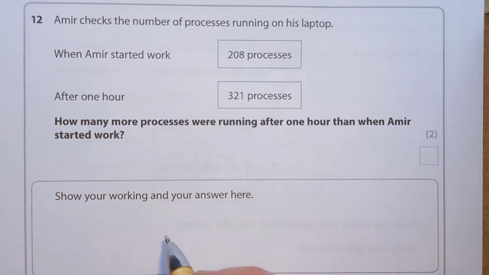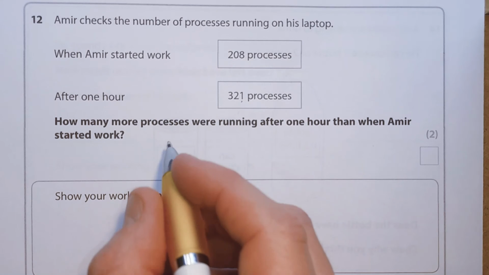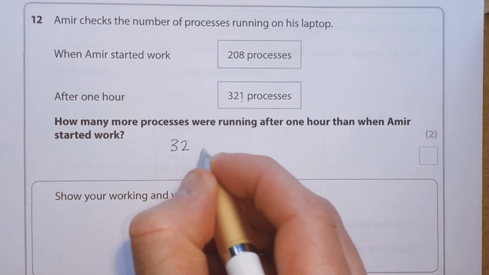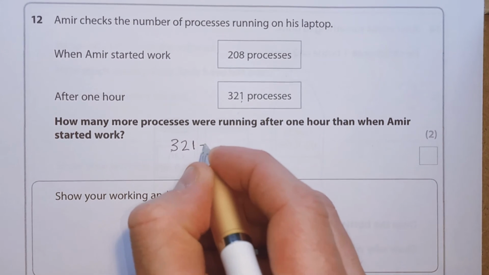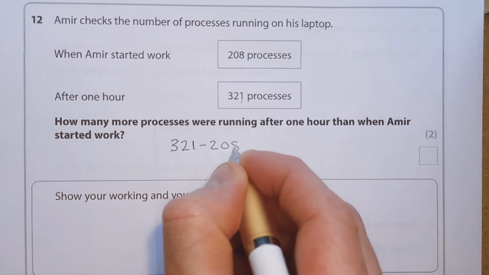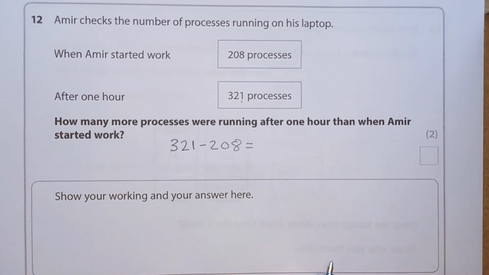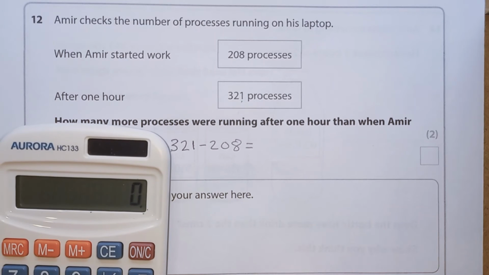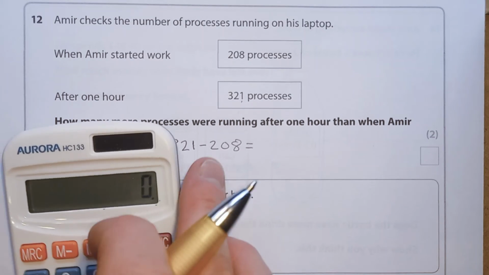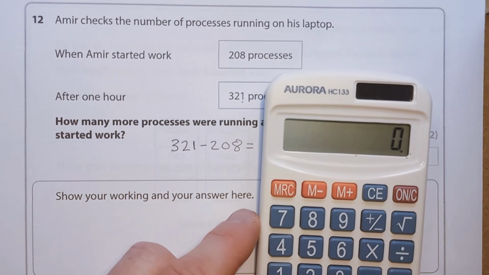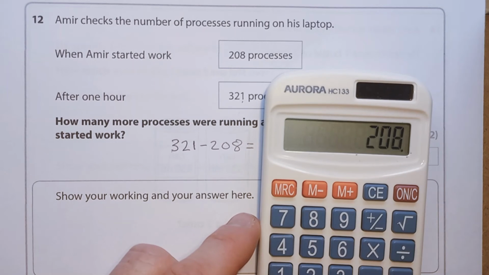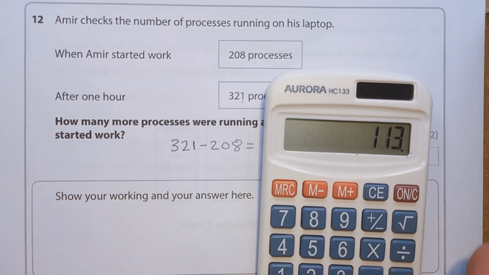So what's this number increased by? Well, let's take the bigger number and subtract the first number. And that'll give us the difference. So over here so we can see it better. 321 minus 208 gives us 113.